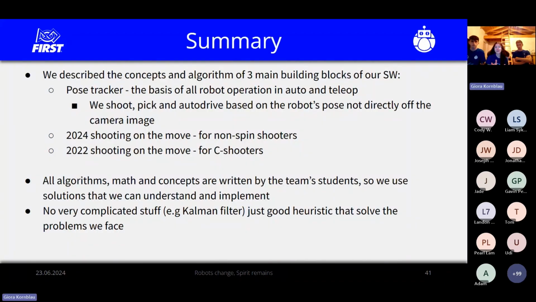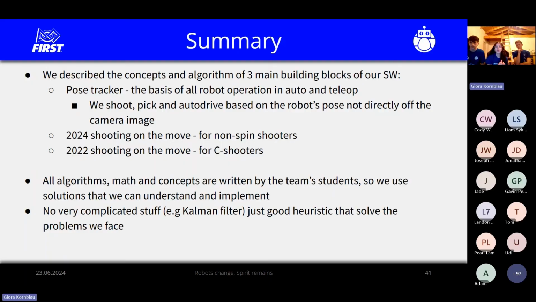So a summary of what we talked about today. We described the 3 main building blocks of our software, which are, of course, the PoseTracker, which is the basis of all the robot's operation in autonomous and in teleop. We really do everything based on that, based on either our actual position, like in shooting, or for our intake assist, because everything is calculated in field coordinate systems, and we need our position to do that. And we also use our FOM, our confidence in our pose. So everything is really based on that. That's why it's so important.